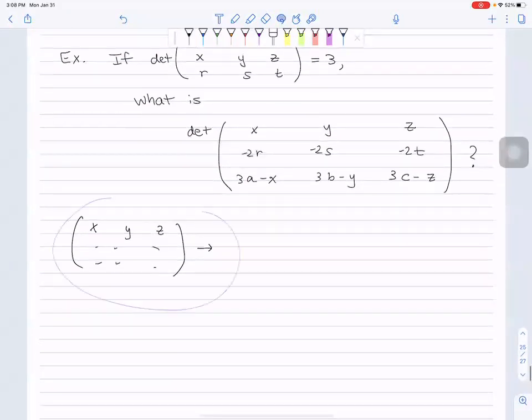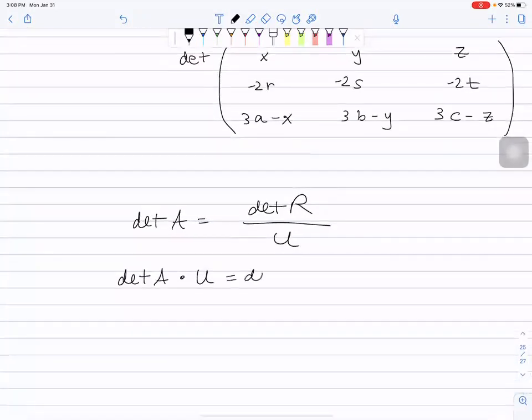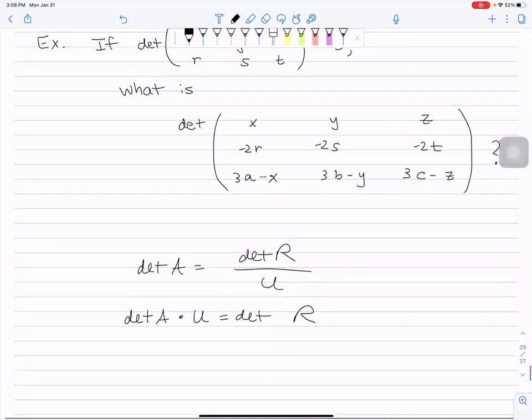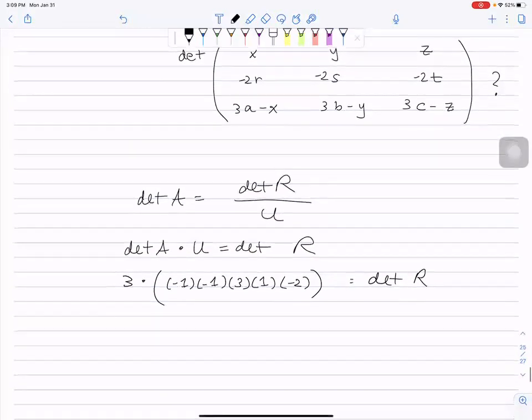So by our formula, determinant of A times all our row operations equals determinant of R, and we're trying to find what R is. What is the determinant of A? We said it's 3. What were all the row operations we did? We have a -1, a -1, a 3, a 1, and a -2. So the determinant of R equals -18.